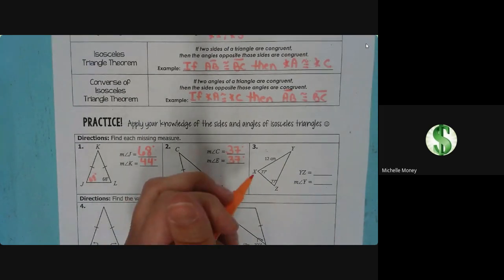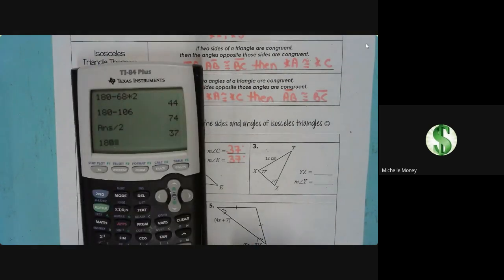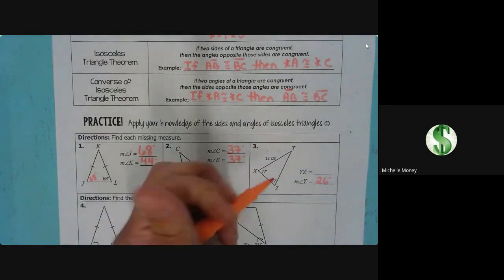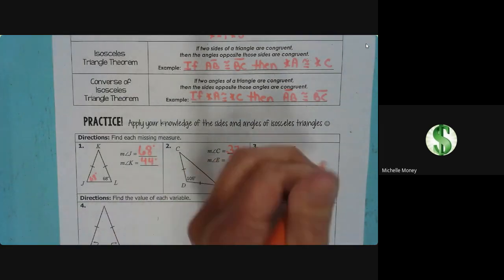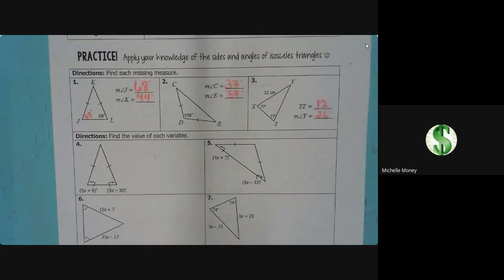All right. Number 3, it tells us that X and Z are 77 degrees. So Y is going to be 180 minus 77 times 2, which is 26. And then YZ is going to be 12 because they're the same. So nice and easy. Now we get a little bit more algebraic down here.